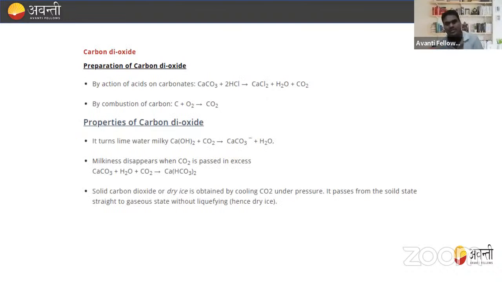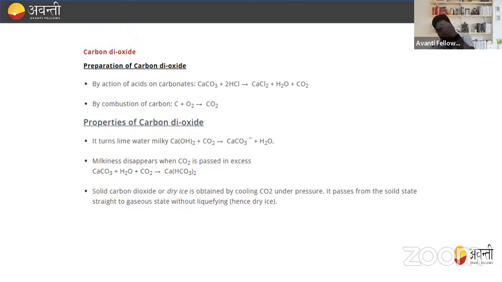Now, let's study carbon dioxide, the next compound. How will you prepare carbon dioxide? The preparation of carbon dioxide is by the action of acid on carbonates, that is, when CaCO3 reacts with HCl, it forms CaCl2 plus H2O. We can prepare carbon dioxide by the action of acid on carbonates, like when calcium carbonate is treated with 2HCl, or when sodium carbonate is treated, we get CO2, right?